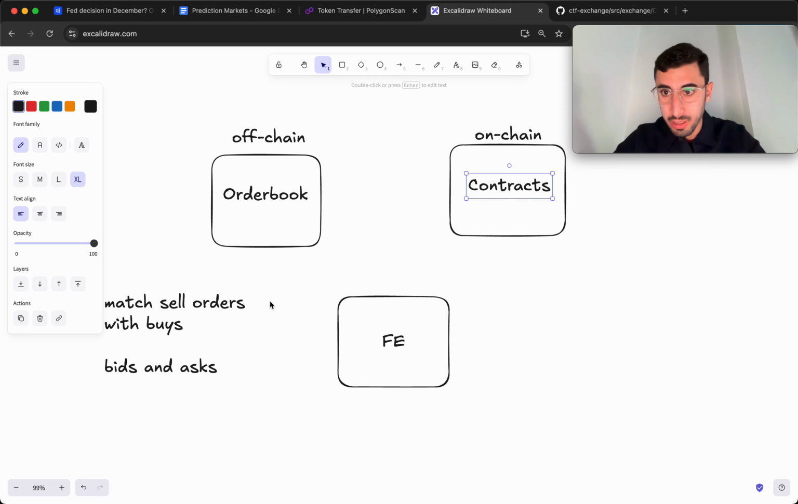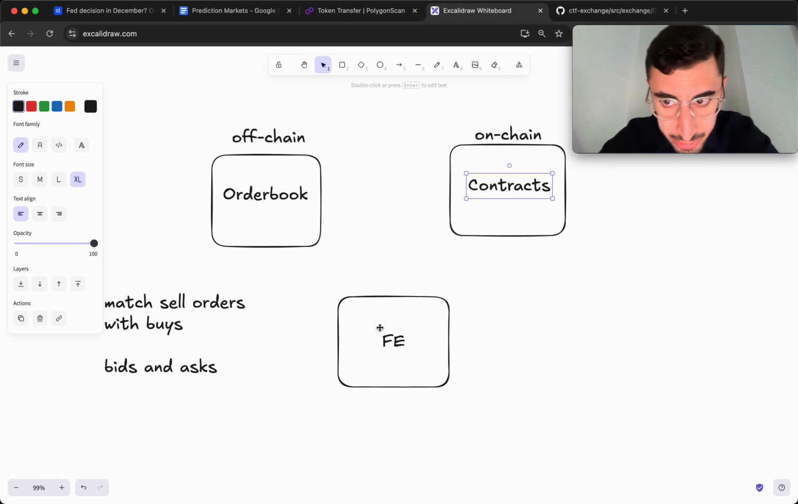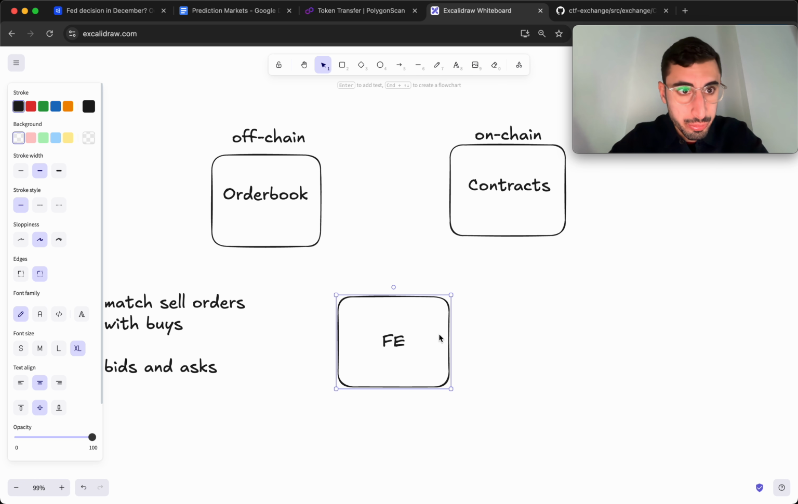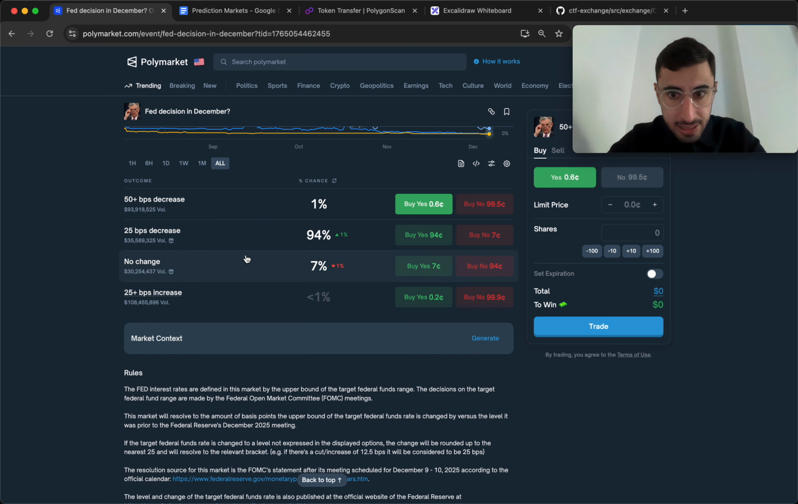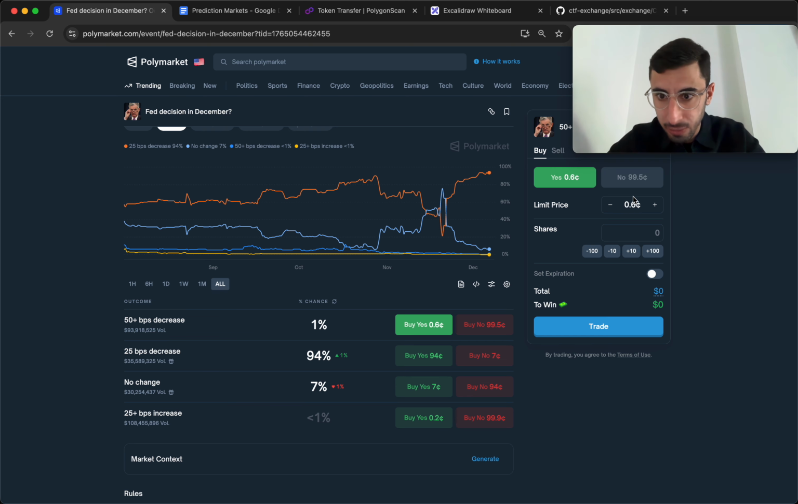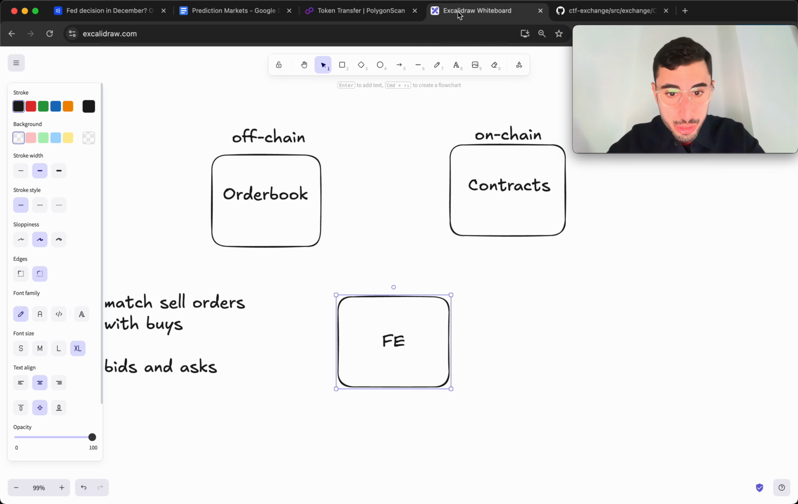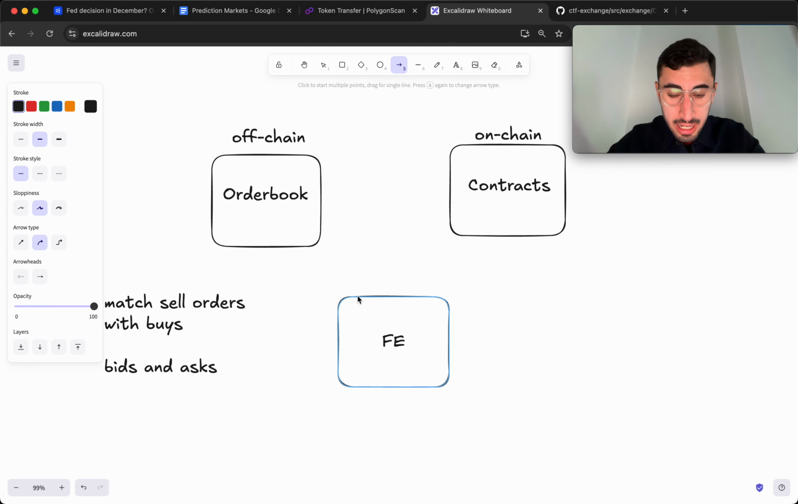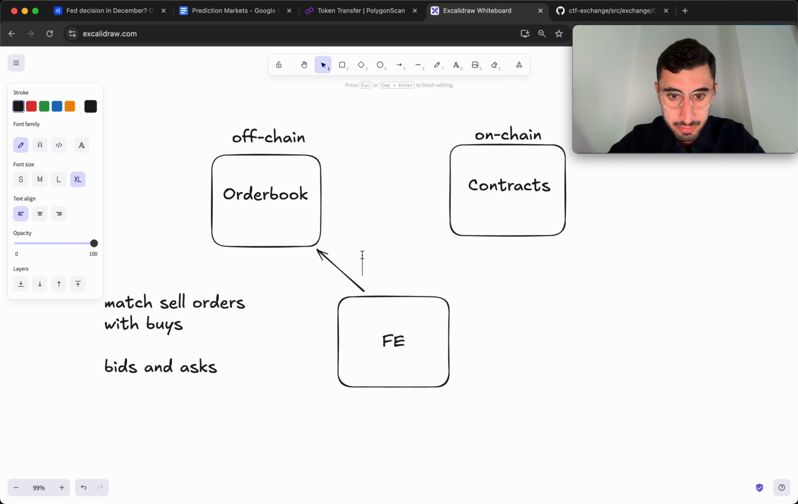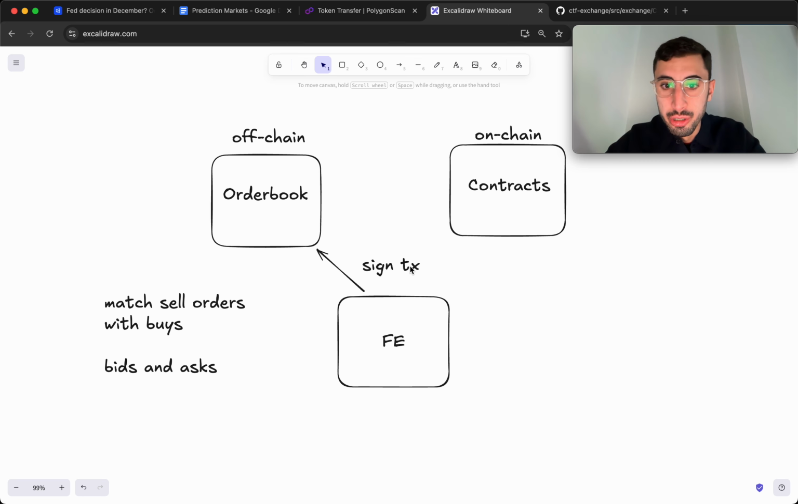So let's actually go through a Polymarket transaction. You're on the front end, and you hit, I want to buy this, for example, right? You do it in a limit order. You want to do a trade. What happens in the front end is it signs that transaction, and that signature goes to the order book.